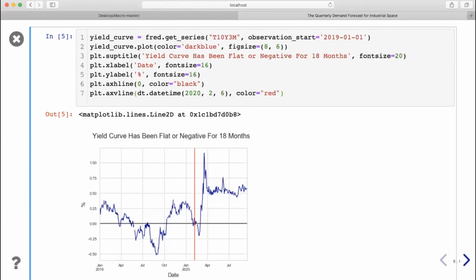Importantly for us at this minute, the yield curve has been flat or negative for over a year and a half. This is the yield curve, 10-year minus 3-month US Treasury, going back to January of 2019. This yield curve has been flat or negative for a substantial period of time. We know from research that this is a forward-looking measure that reflects economic activity. Markets have been pessimistic about long-term growth for over a year.